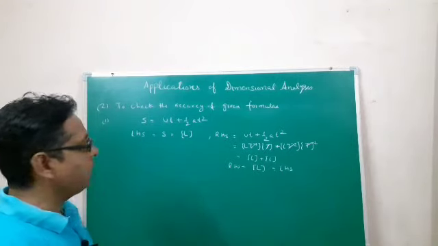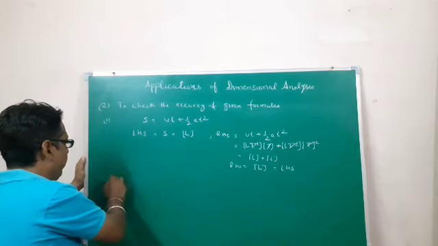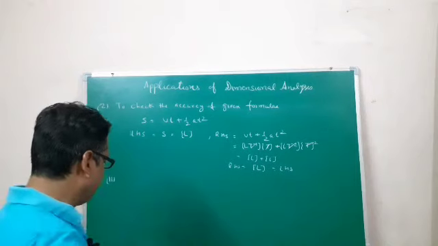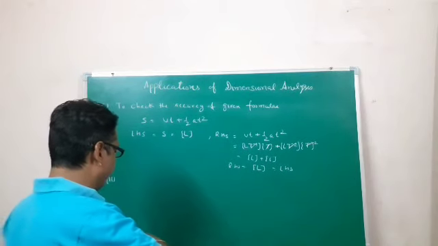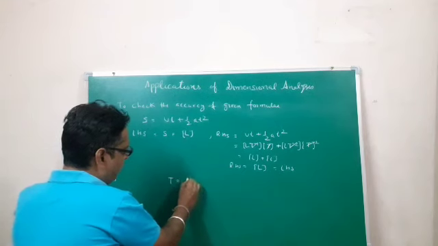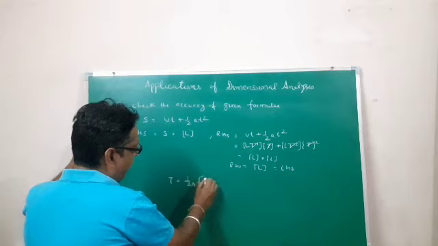Now let us take another example, in which again we have to check the correctness of that formula. So I am taking another example. This is time period is equal to 1 by 2 pi, L upon g.